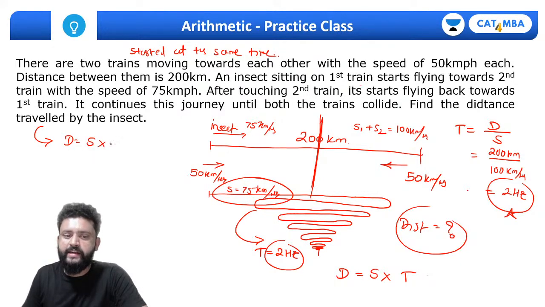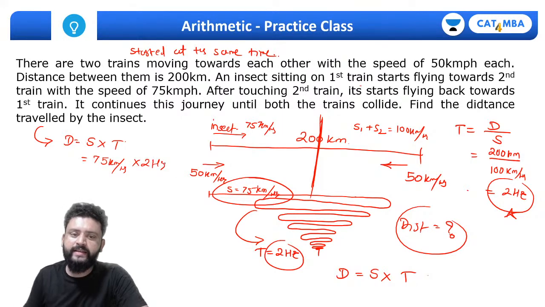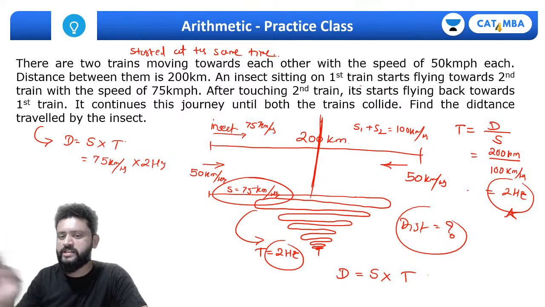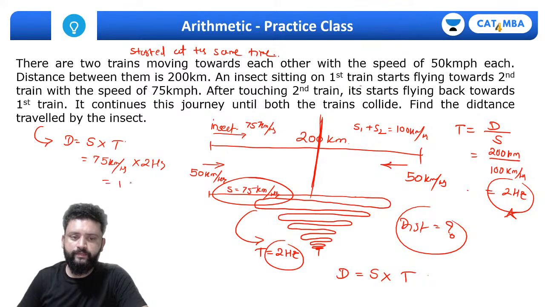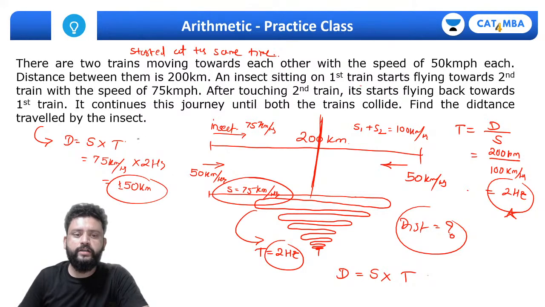Distance क्या होता है? Speed into time. So that simply means the insect speed is 75 km per hour and it traveled for 2 hours. By the time trains meet, वो तब तक चल रहा है इधर उधर. So 75 double is 150 kilometers. So answer for this question is 150 kilometers.